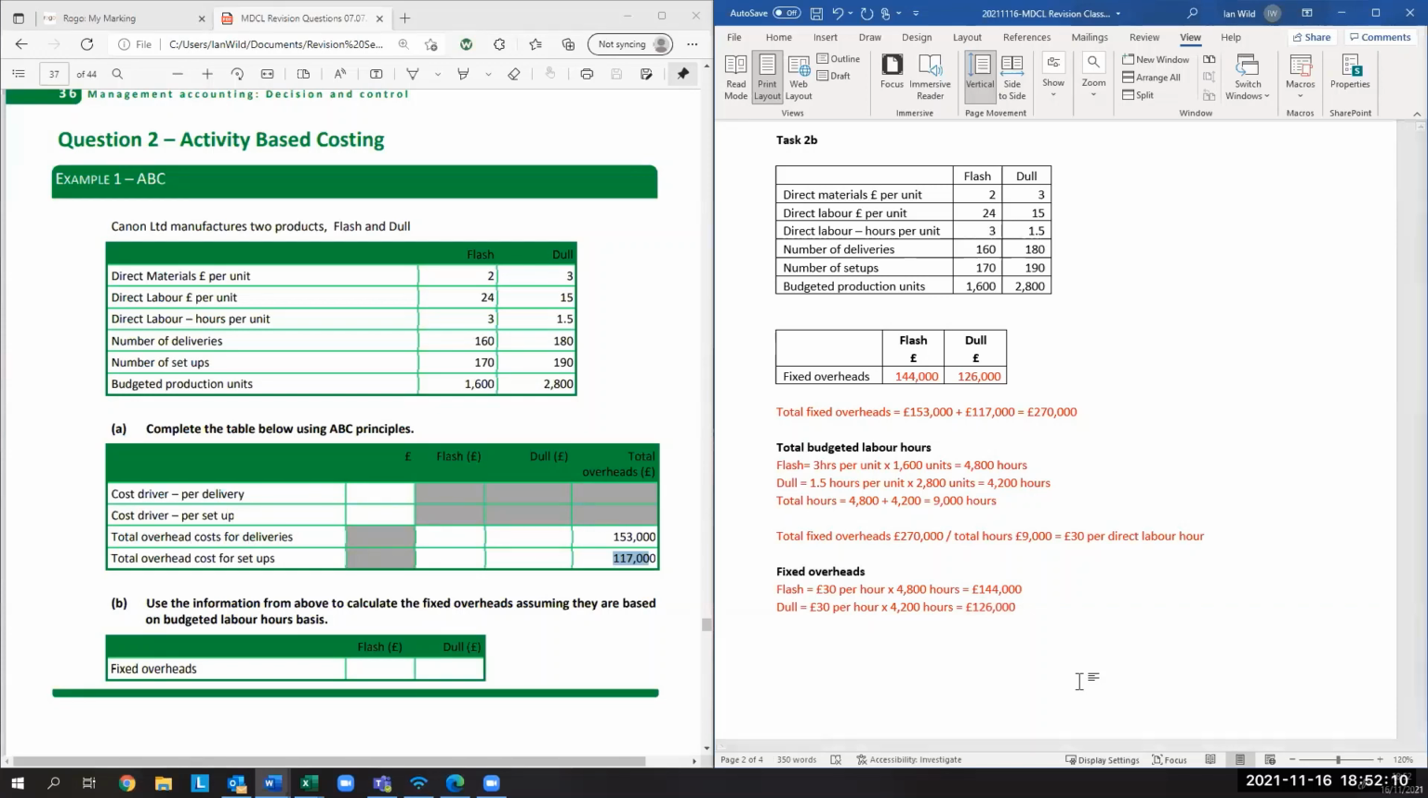Nice and straightforward, this activity-based costing, isn't it? And a little bit of revision there from management accounting budgeting and from level 3 MMAC. Thanks, Natalia, that's much appreciated.